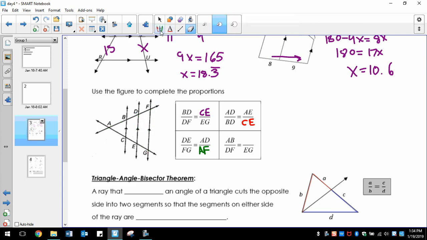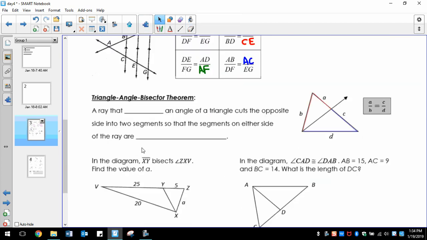Or you can use the triangle trick. That's the other way you can look at it. And this last one is AB and DF. So we have the first and third segment along this transversal matched up with blank EG. So I need the first segment here to fill out that pattern, the AC. Okay. So you can use pattern finding there as well to fill out proportions in different aspects within the picture.